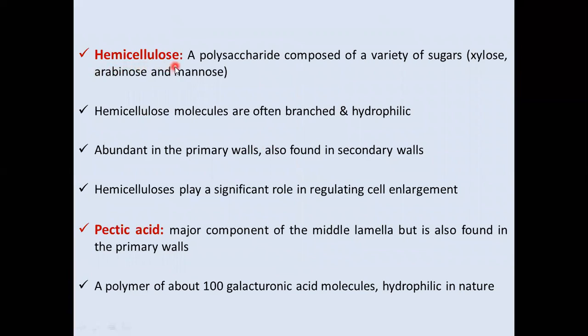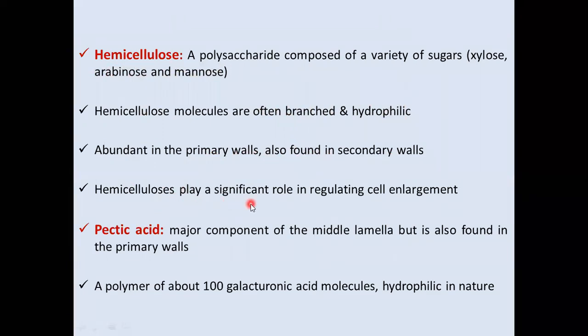Next one is hemicellulose. It is a polysaccharide composed of a variety of sugars, monosaccharides, xylose, arabinose, and mannose. These are monosaccharides and carbohydrates. Hemicellulose molecules are often branched and hydrophilic. These are branched molecules and are water soluble. Abundant in the primary walls, it is also found in the secondary wall. This is mostly in primary walls, but also occurs in secondary walls.